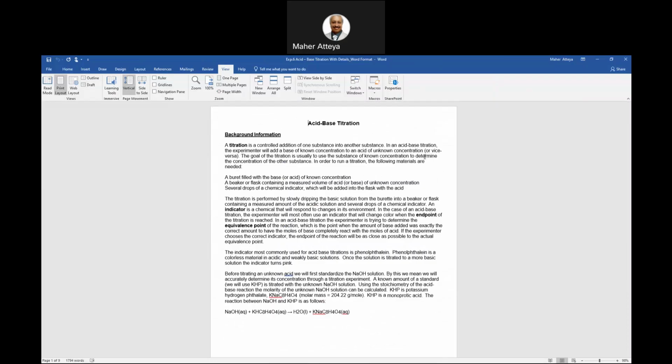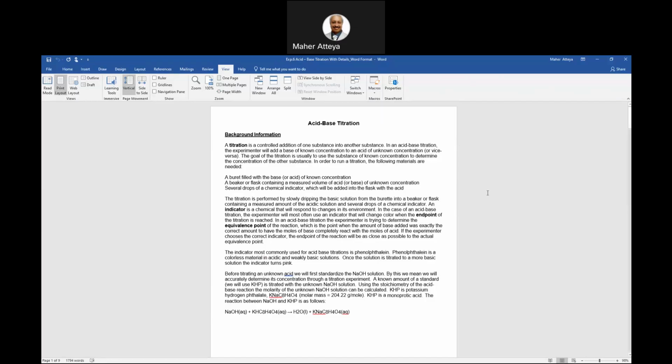One of them has to be unknown, and the other one has to have a very precise concentration. So today we'll have neutralization of vinegar with sodium hydroxide. But before this, we have to determine the concentration of our sodium hydroxide. We don't know what our sodium hydroxide concentration is. You have to determine the most precise sodium hydroxide concentration.